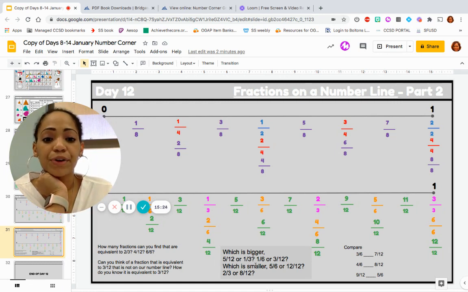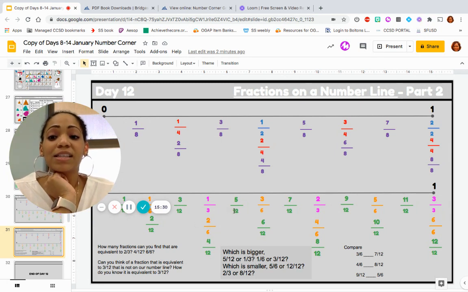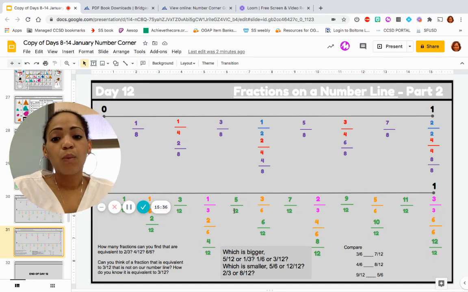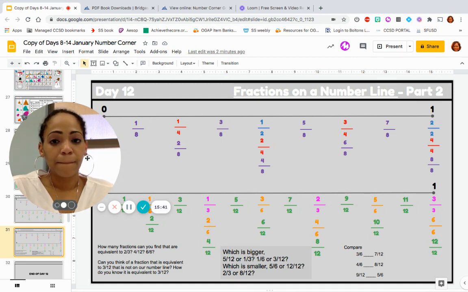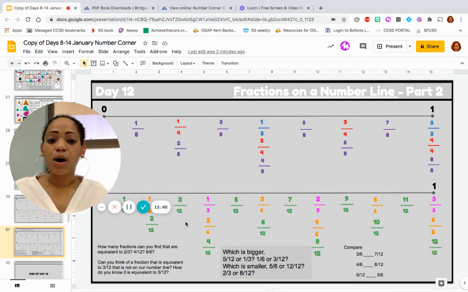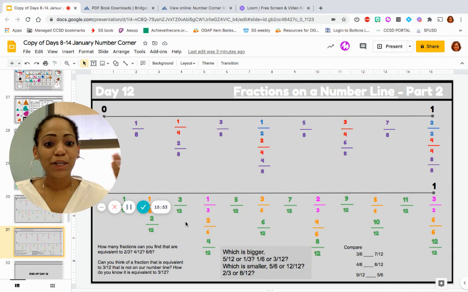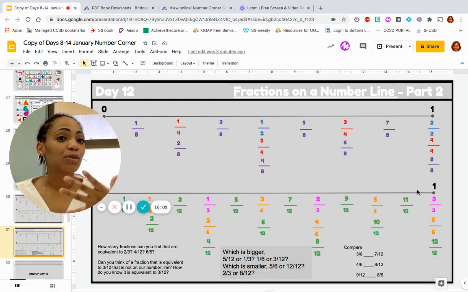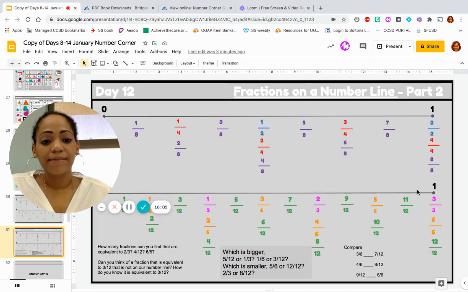Which one's bigger? Is 5/12 bigger or 1/3 bigger? 5/12 is bigger because it goes farther on the number line, so it has a longer distance. How about 1/6 or 3/12? 3/12. You're right. 3/12 goes farther. Which one's smaller? 5/6 or 12/12? That one's easy. 5/6, right? 12/12 is one whole, and 5/6 is 1/6 away from one whole. So we know, even without looking at the number line, that 5/6 is smaller.